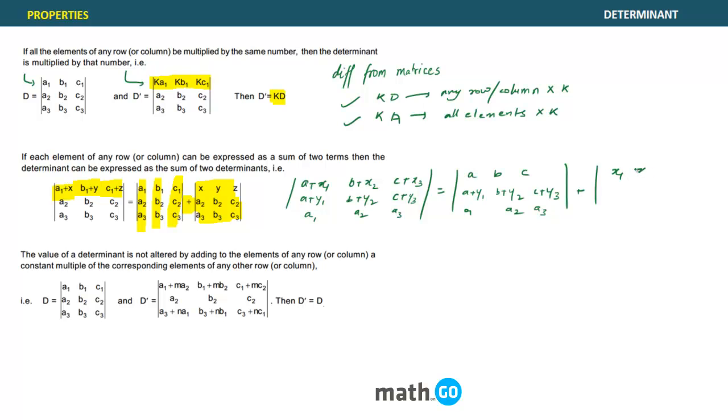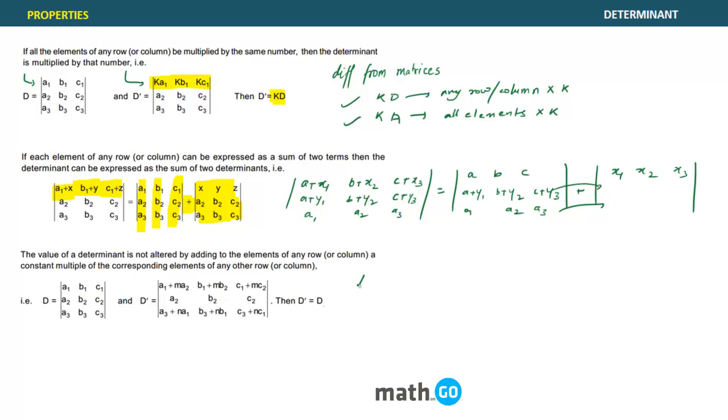And this will be x1, x2, x3. And this row will come again here, and this row will again come here. This is how the splitting has to be done. Now you can split this determinant again using the same property. The other property that we have to do is the value of the determinant is not altered by adding to the elements of any row a constant multiple of the corresponding elements of any other.